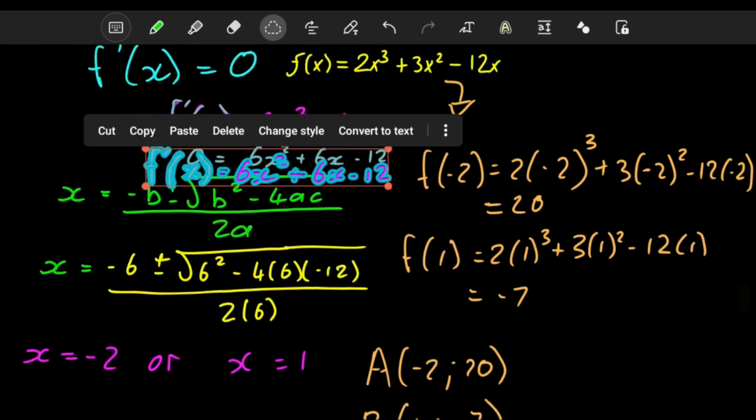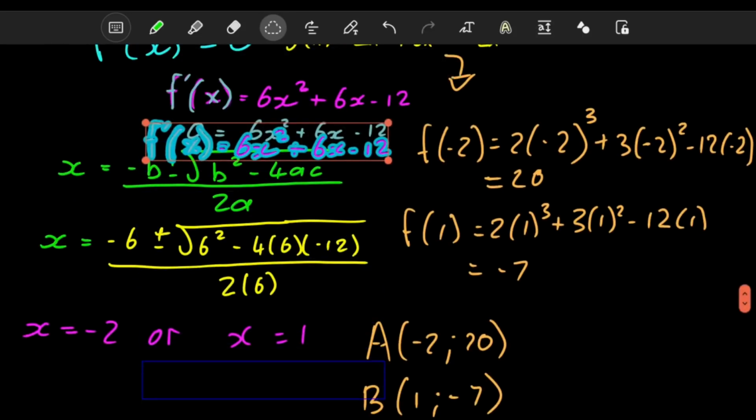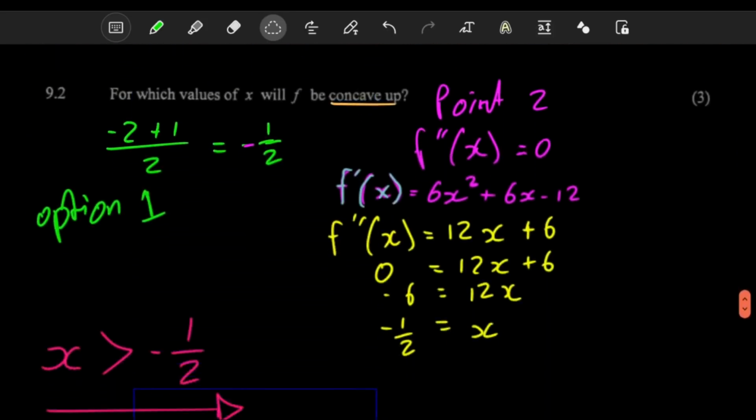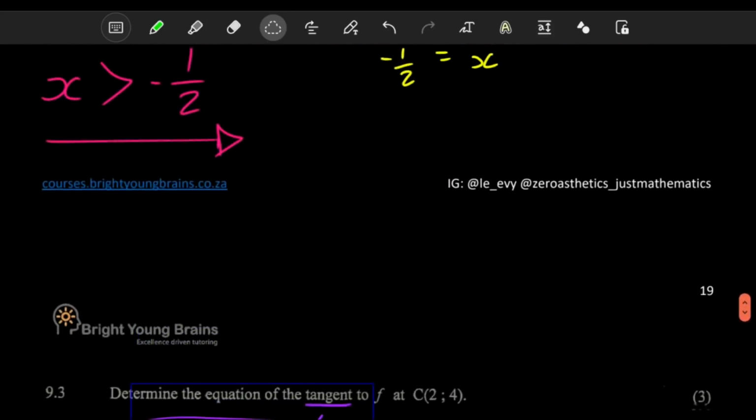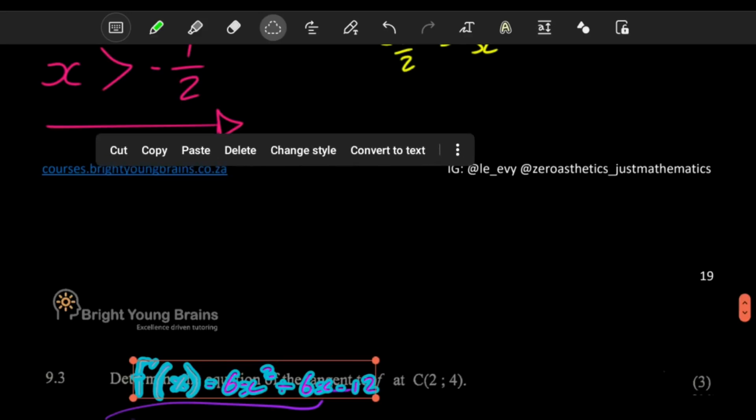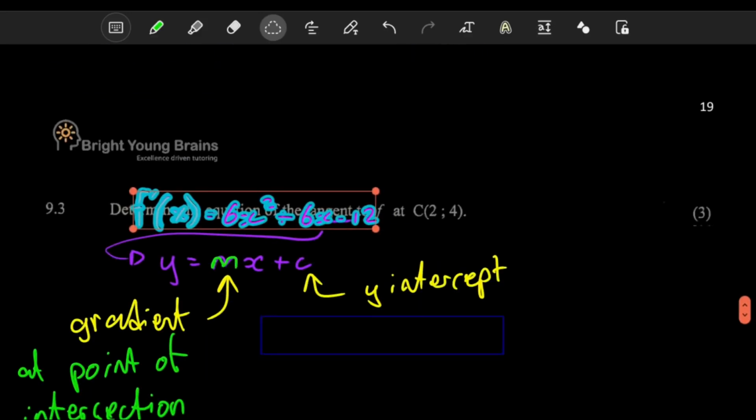Oh, oops. Let me take this down, because I pasted it in the wrong place. Let's go further down. What is going on? I feel like I'm going mad now.